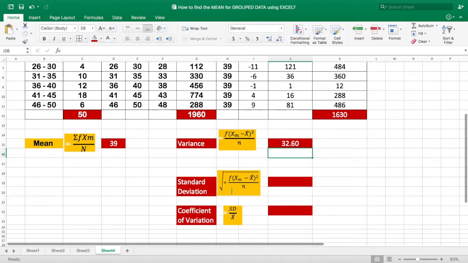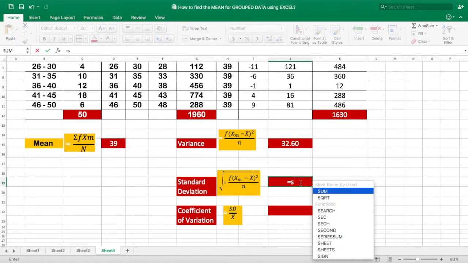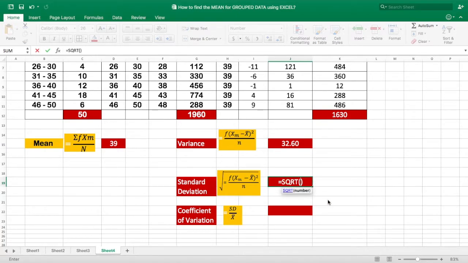So let us go to the standard deviation. The standard deviation is simply the square root of the variance. So that is equal sign, then square root. So the square root symbol is SQRT of what? Of the variance, and hit enter. So we have 5.71.